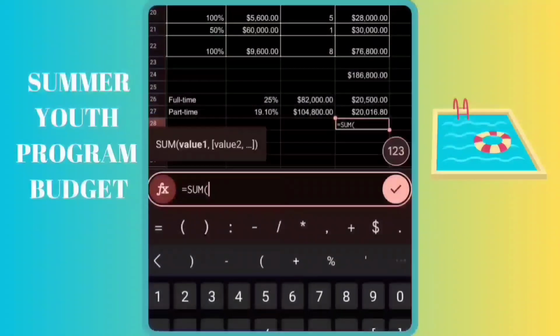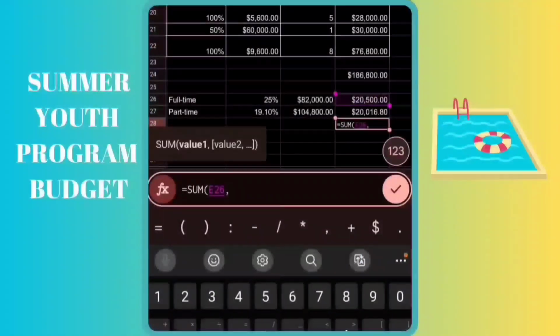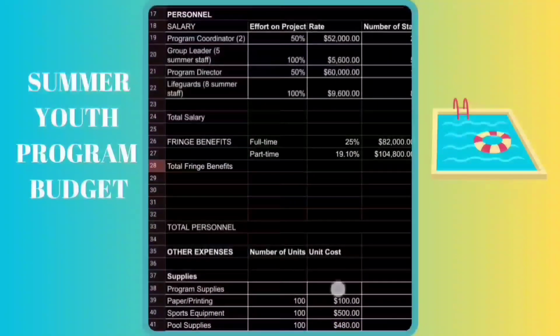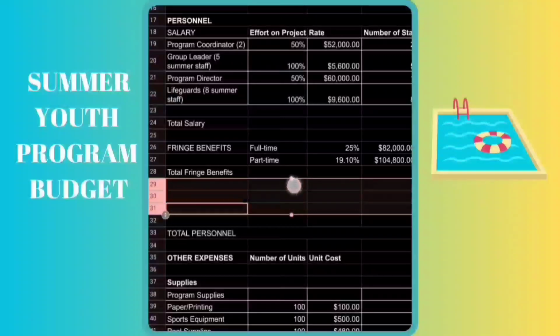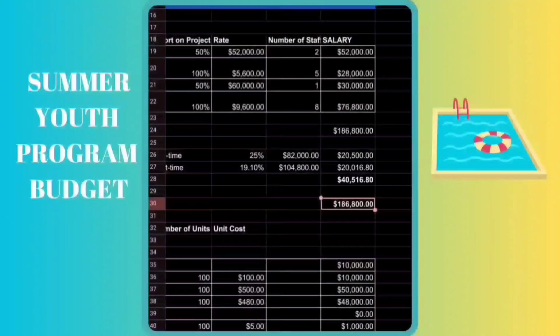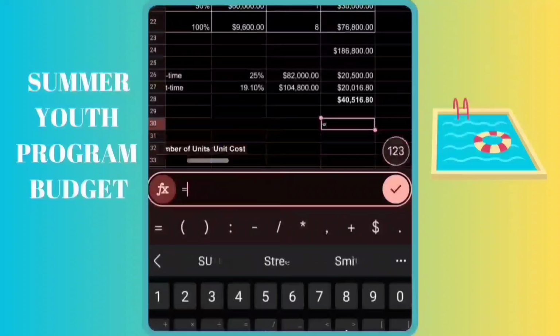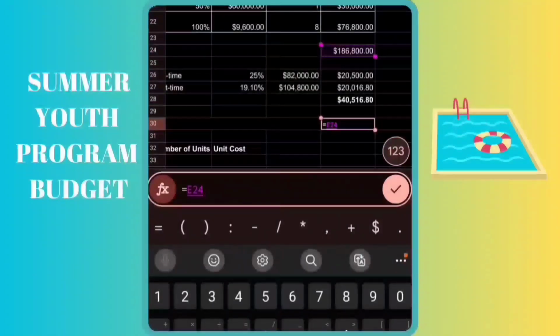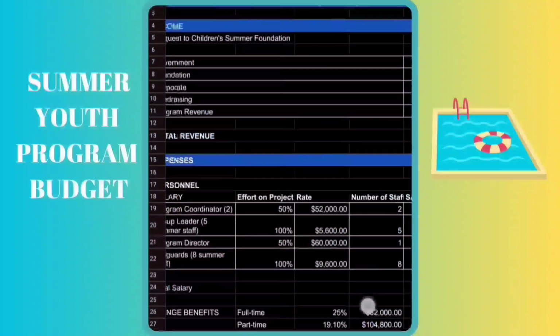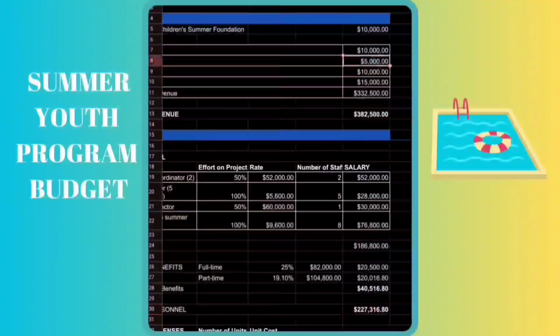Directly on our phones. We're going to add up the two total fringe rates to get total fringe. And now the total personnel will just be total salary plus total fringe. And that will give us a total personnel.